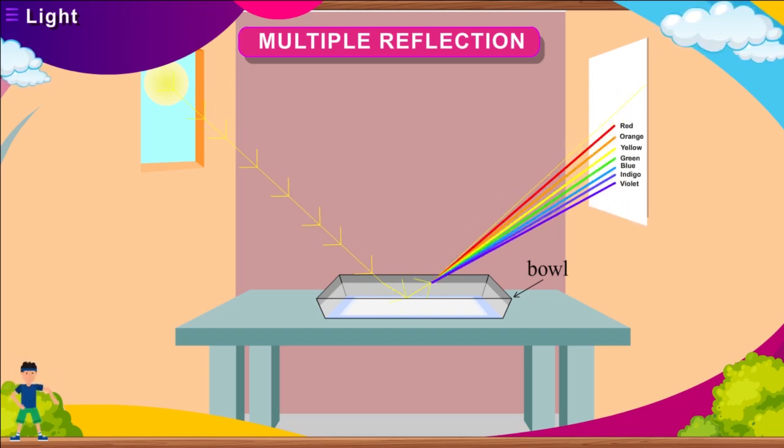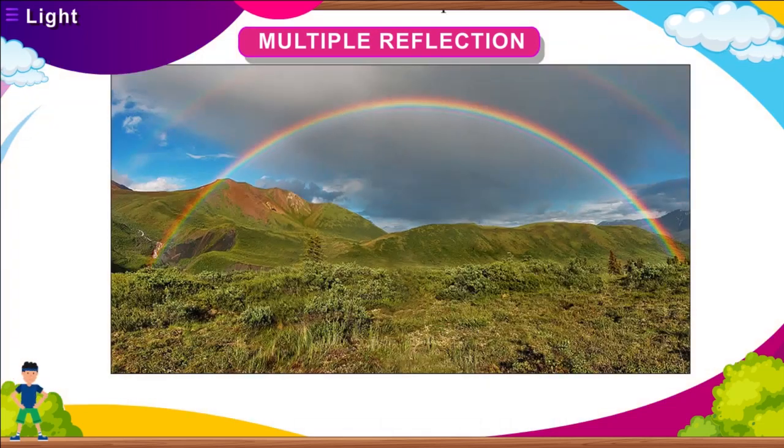The reflected light will be seen to have many colors. The mirror and water form a prism, which breaks up the light into its colors. It is called dispersion. Rainbow is a natural phenomenon showing dispersion of light.